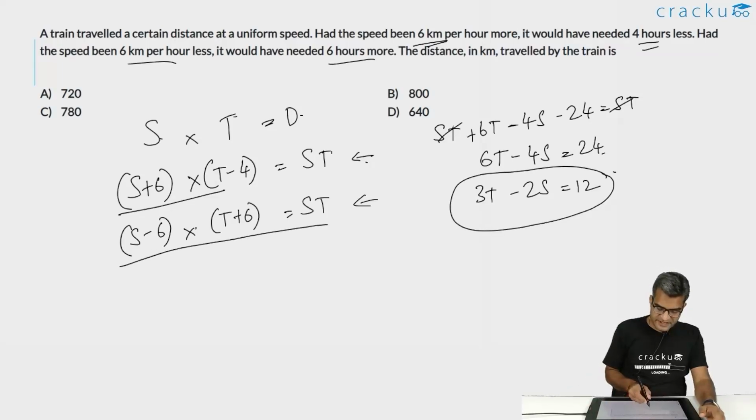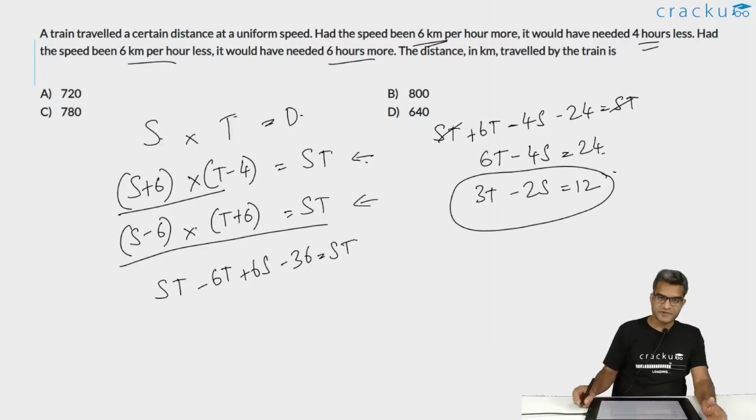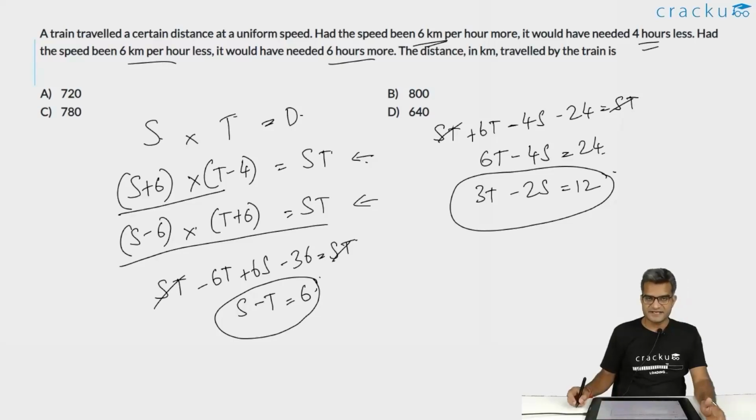If you are simplifying the second equation, let us look at the left hand side. That will be st minus 6t plus 6s minus 36 is equal to st. Again you can cancel st over here, st over here. You are essentially left with s minus t is equal to 6. This is the second equation in s and t. This is the first equation. We have a simple linear equation.